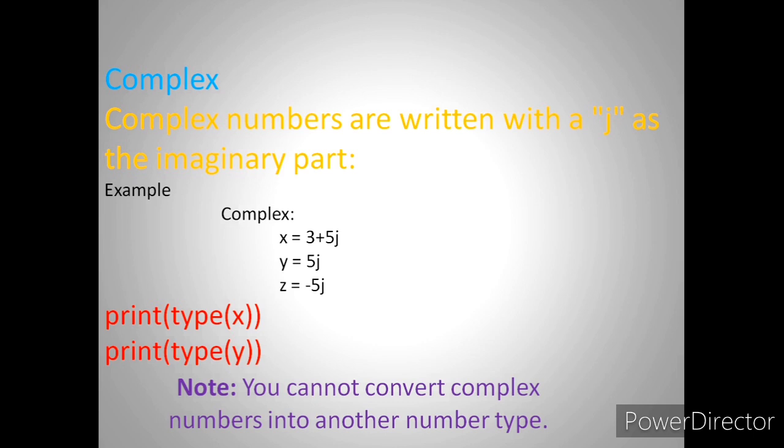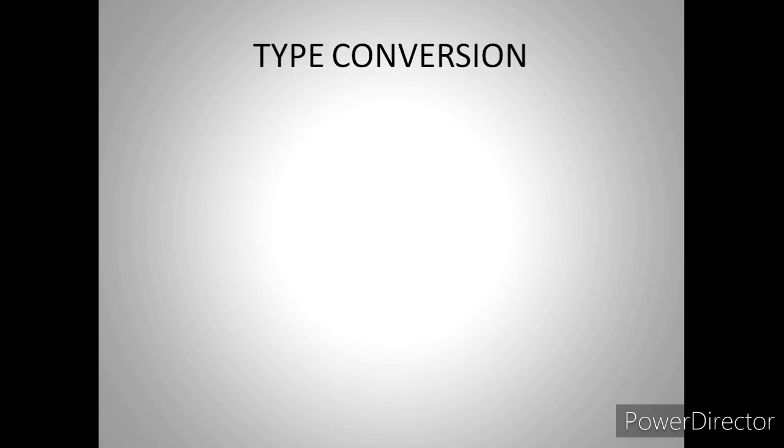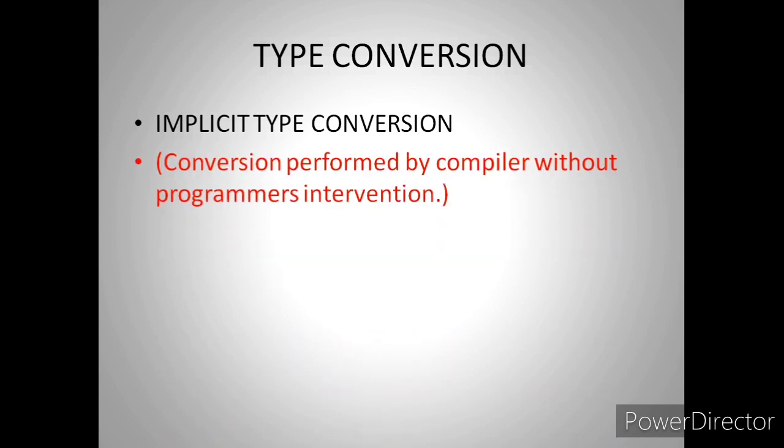So the important point to be noted over here is that we cannot convert the complex number into another number type. Next, moving to type conversion. Just now, in our example in the output question, we had implicit type conversion. What I said about implicit type conversion is that the conversion is performed by the compiler without the programmer's intervention.